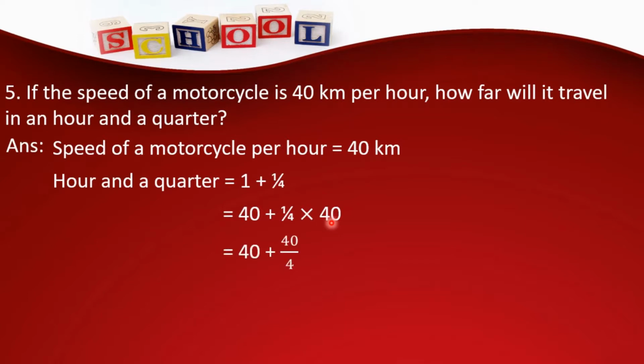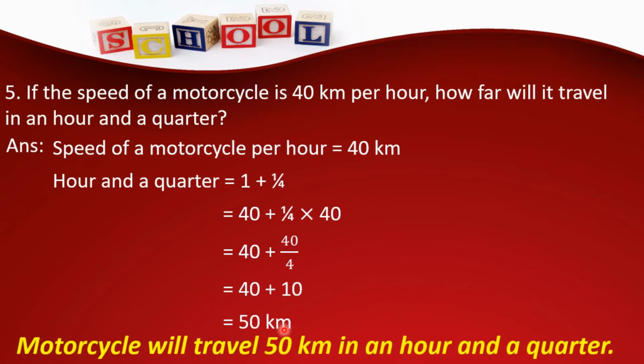So we go to the next step. 40 plus 1 upon 4 into 40 will be 40 upon 4. Next step will be 40 plus 40 divided by 4 is 10. So let us add these two numbers. So we get 50 kilometer. So we write the final statement as: motorcycle will travel 50 kilometer in an hour and a quarter.